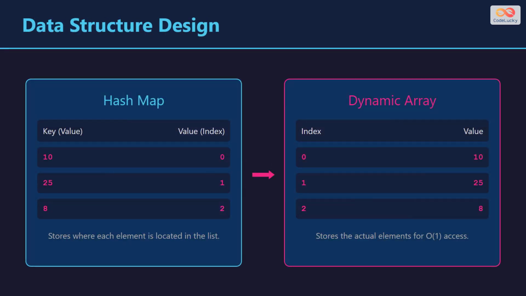Let's visualize the design. On the left, we have our hash map. It maps the actual value, like 10 or 25, to its index in the array, like 0 or 1. On the right, we have the dynamic array, which simply stores the values at those indices. These two structures must be kept in sync at all times.